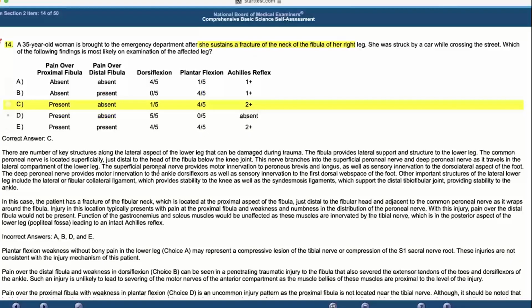Plantar flexion is going to be by your calf, right? Your calf muscles, which is in the back. So you're still going to have that. And then your Achilles reflex is still going to be there. It's not going to be absent. The reason why it's there is because that's your calf muscles, right? Yeah, so that's how you kind of work through this kind of question. Okay.